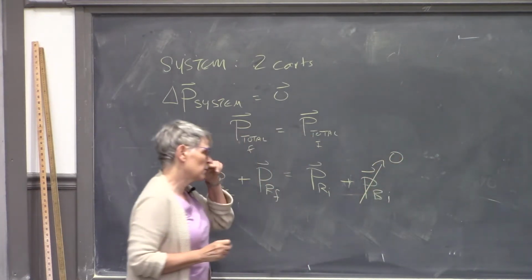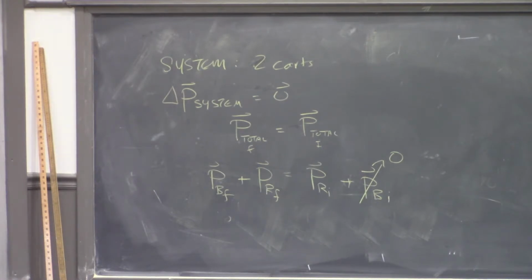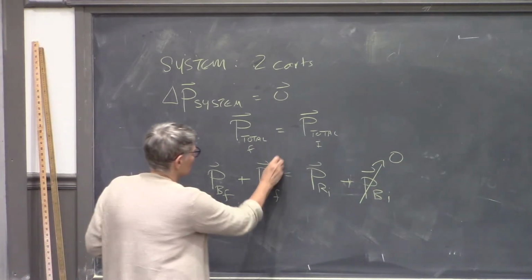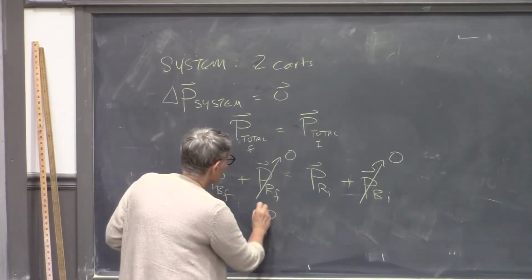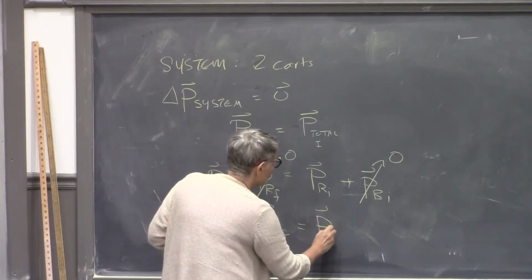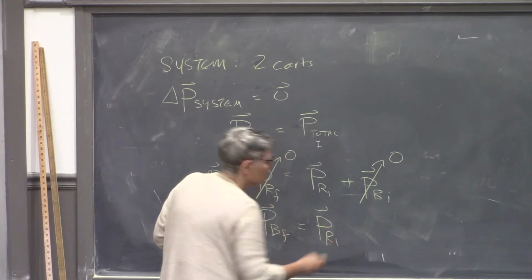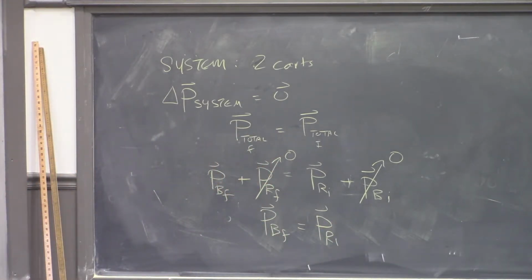We know that because we observed it. And although we can't yet quite predict that the final momentum of the red cart is zero, we observe that it is. So with some data from observations, we can say that's zero. And so our equation says final momentum of the blue cart is equal to the initial momentum of the red cart. And we could write similar equations.